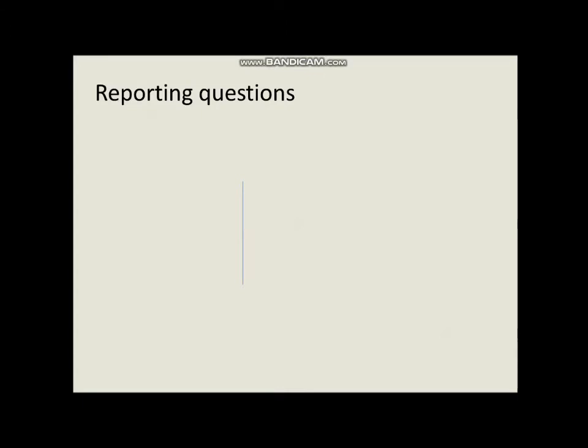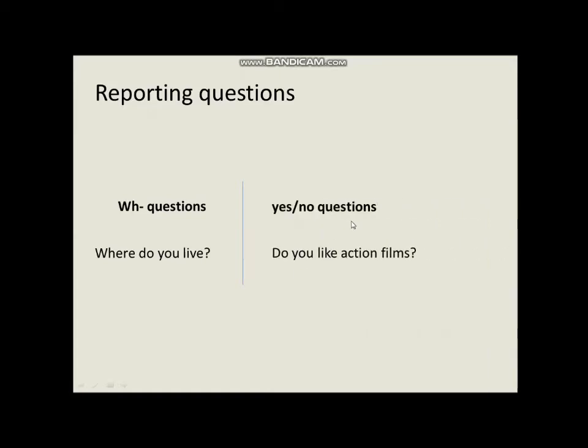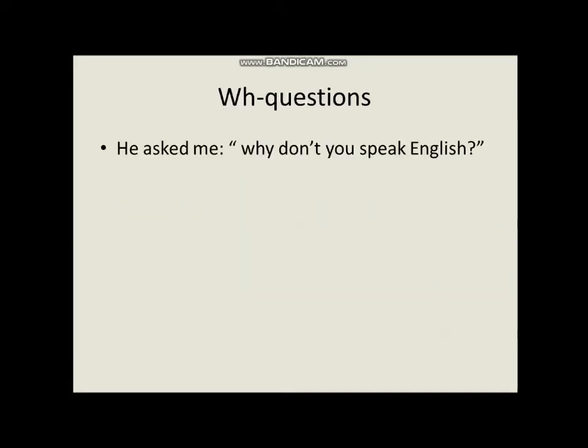So in questions we have two types. We have WH questions, which means questions with WH words. For example, where do you live? And yes no questions. Do you like action films? Okay, and these are questions that have yes or no as possible answers. So let's start with WH questions.